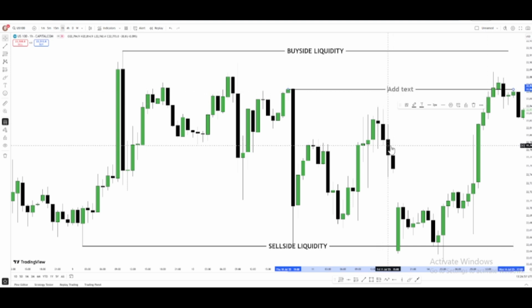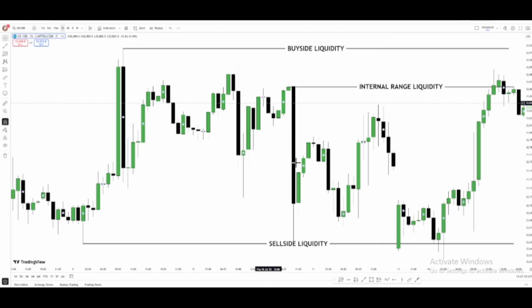Step 3 and 4, liquidity sweeps and reaction. Here's where the model comes alive. The market cannot move without liquidity. And liquidity always sits above equal highs and below equal lows. That's why ICT traders wait for liquidity sweeps. An external sweep runs yesterday's high or low. An internal sweep hunts stops inside today's range.